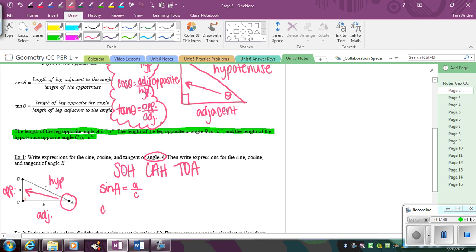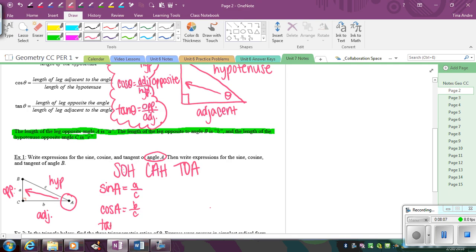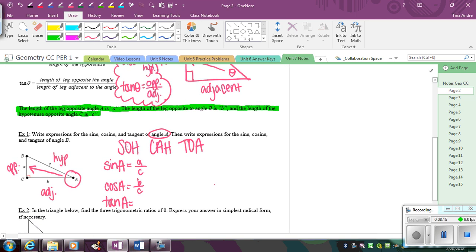Next, cosine of A means using angle A, tell me the ratio of the adjacent to the hypotenuse. So the A to the H. It's going to be b over c. And then tangent of A is the opposite to the adjacent, the TOA, so O over A. Using angle A, opposite is a, to the adjacent is b. So that's using angle A.